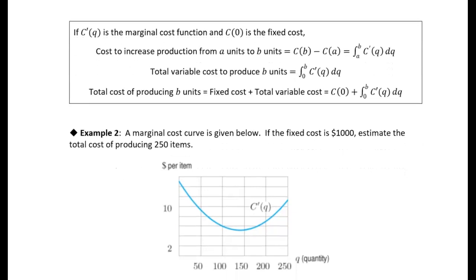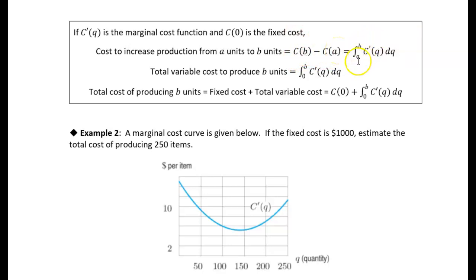Okay, so if we call C prime of Q the marginal cost, and C of 0 is your fixed cost, so it's just the cost associated with making nothing, just to keep the lights on. Then the cost to increase production from A units to B units is the difference in cost: the cost to produce B minus the cost to produce A.